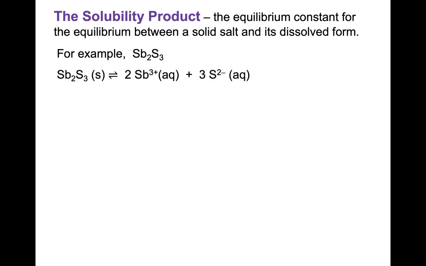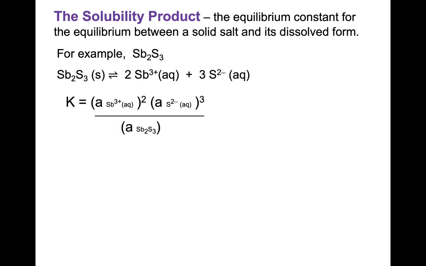So we can write first the equilibrium for what's going on. So if I've got a saturated solution of antimony sulfide, I'm going to have solid antimony sulfide in equilibrium with its dissolved ions. And so when antimony sulfide dissolves, I make 2 moles of antimony ions and 3 moles of sulfide ions. That's how that works, right? So we can think about the mole to mole ratio. For every 1 mole of salt, I make 2 moles of antimony ions and 3 moles of sulfide ions.